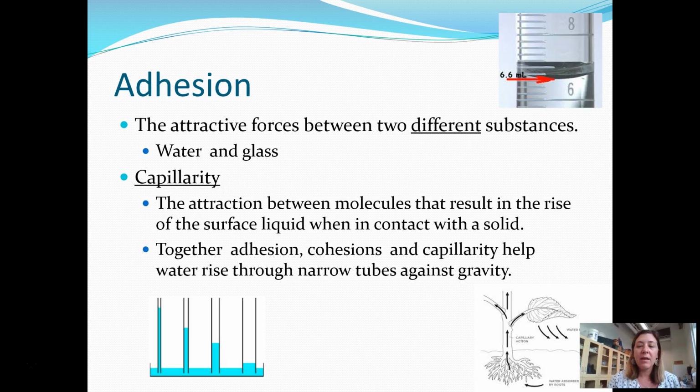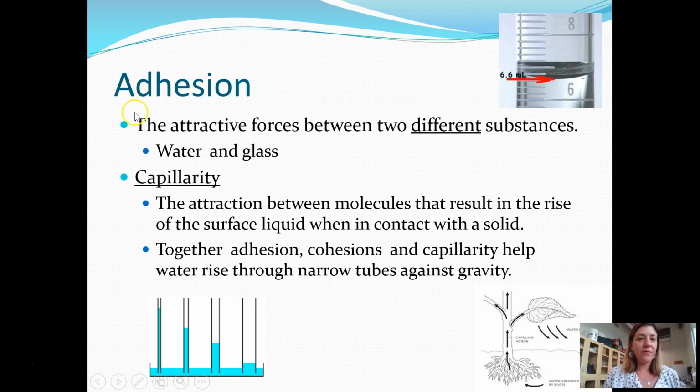All right, let's now talk about adhesion. Cohesion is the attractive force that holds molecules of the same substance together. Adhesion is the attractive force that holds molecules of different substances together.